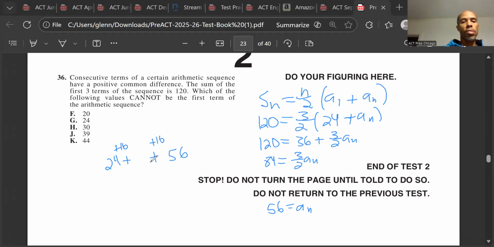So 24 plus 16 would be 40, right? So that'd be plus 16. And that should equal 120, right? Let's see, will that equal 120? So 24 plus 40 plus 56. Yep, that equals 120. Yeah, that's good.